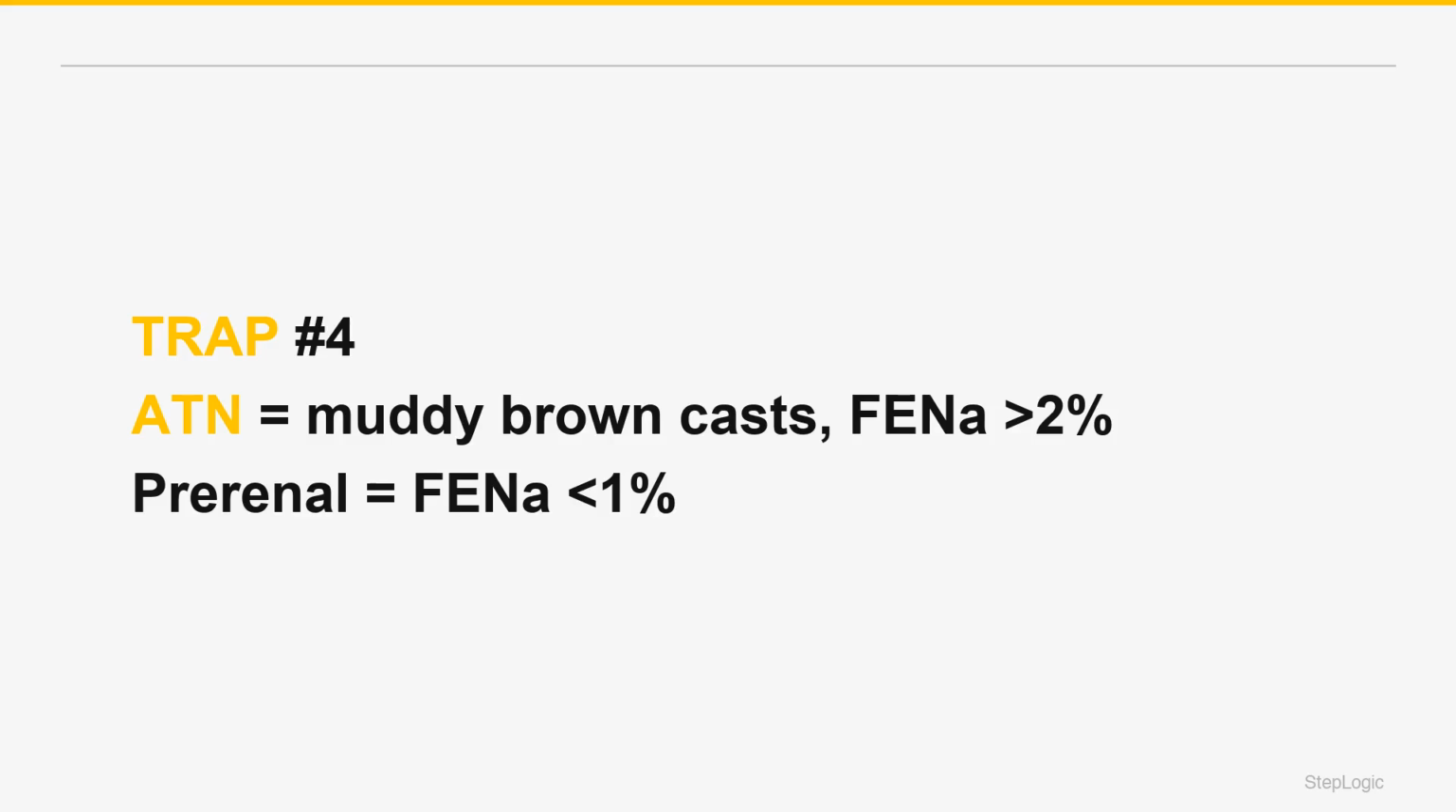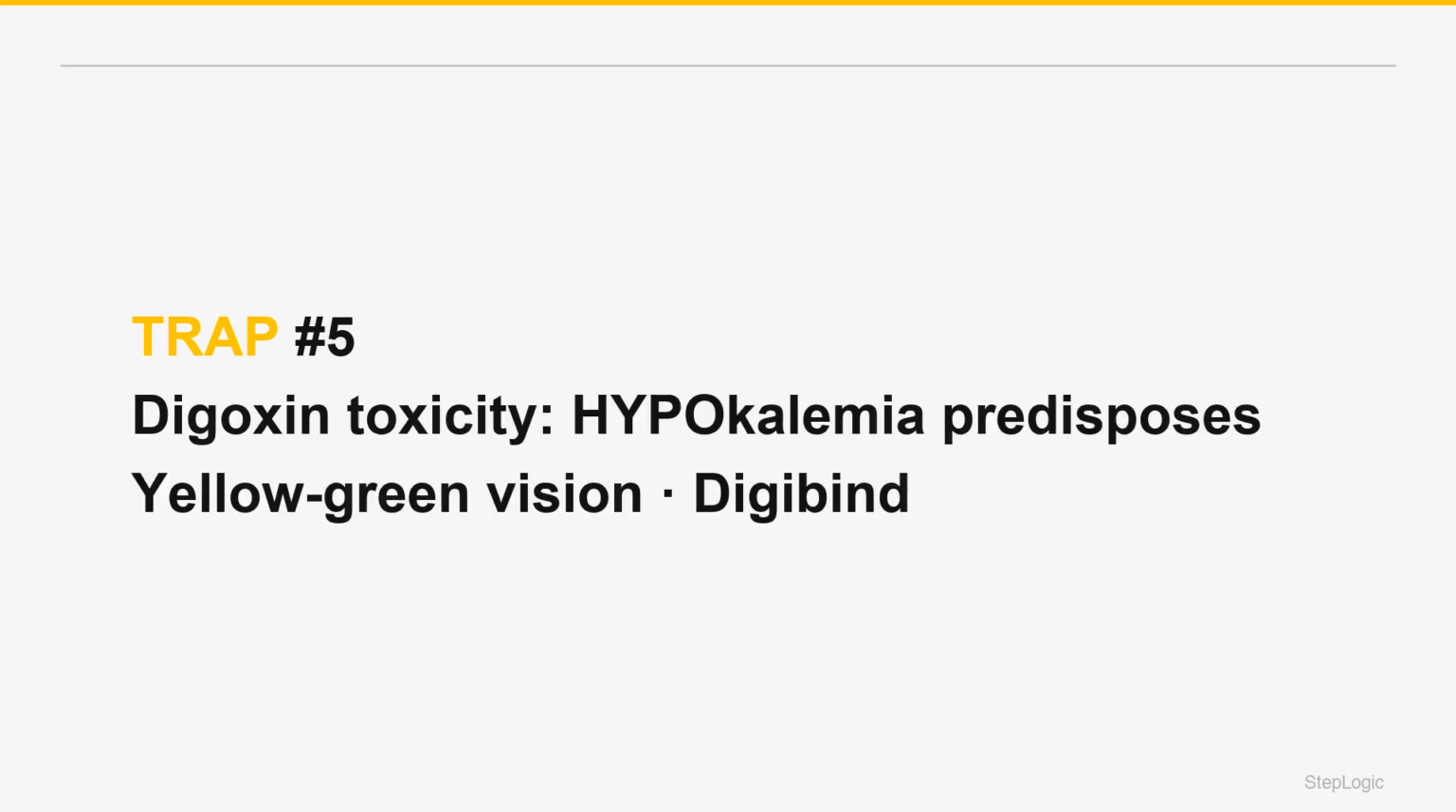Trap 4. Acute tubular necrosis is intrinsic injury, muddy brown granular casts, and a FeNa above 2% from ischemia or nephrotoxins. Prerenal azotemia has a FeNa under 1% because the tubules are intact and avidly reabsorbing sodium. Trap 5. Hypokalemia predisposes to digoxin toxicity because potassium and digoxin compete at the same pump, so diuretics are a classic trigger. Look for yellow-green vision and arrhythmias, and reverse with digoxin-specific antibody fragments.